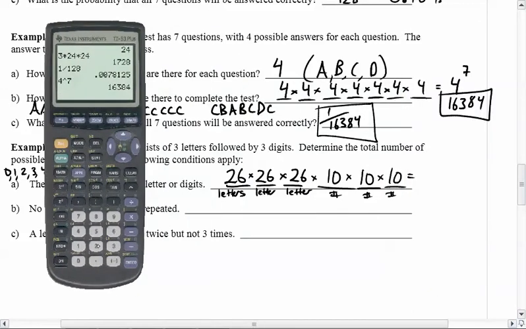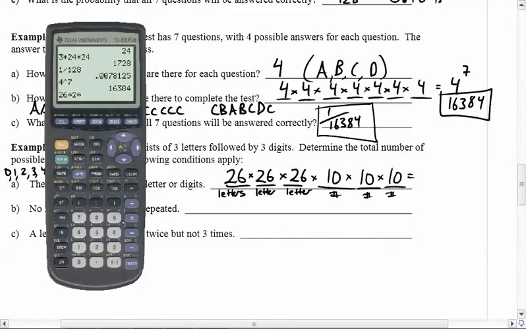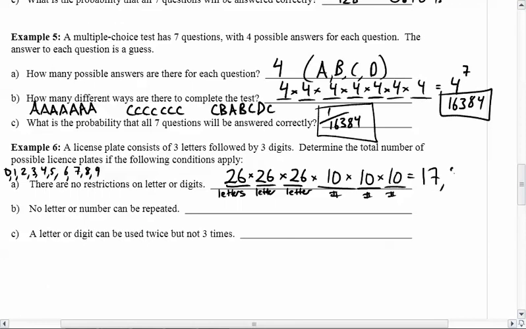So if there's no restrictions on license plates, then I can make 17 million different license plates. That's got Vancouver covered, no problem. But if you live in China, that's about the size of Shanghai. Now, what if no letter or number can be repeated?